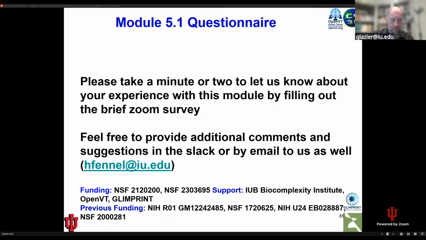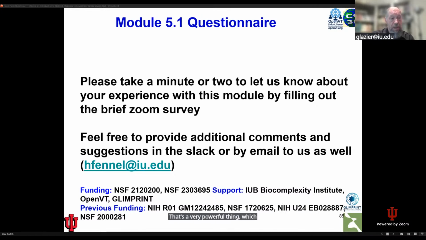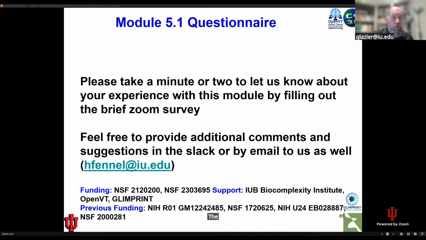The last thing I want to say is that in the afternoon, instead of loading the Antimony model into the global free-floating model, we're going to load it into individual cells. Then we're going to have each of the models inside each cell talk to the other cells. So we're actually going to have signaling between cells implemented this afternoon. That's a very powerful thing, which is not present in basic network models: the ability to have cells interact with each other. The other thing that will happen is as cells come in contact or move around, the interactions will change. So you have dynamic coupling between networks.